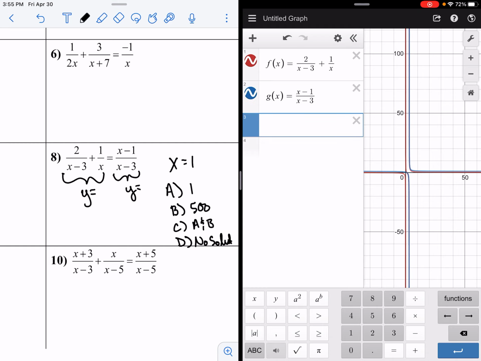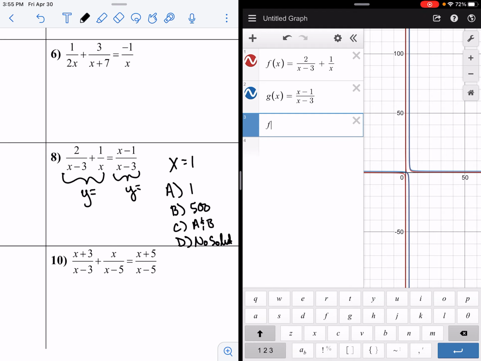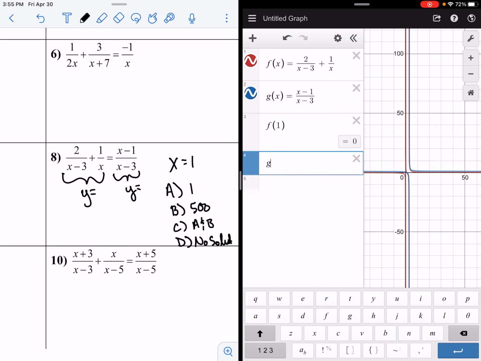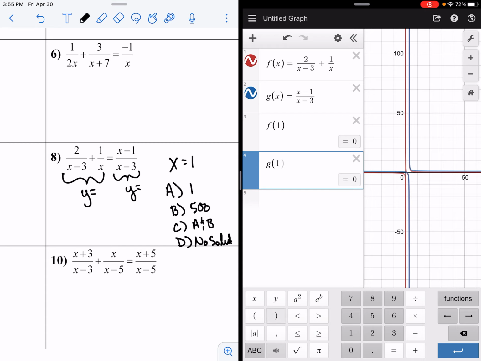And then you just evaluate it at your answer choices. So you could say f of 1, that's going to give me a value. I could then say g of 1 is going to give me a value. These two numbers are the same, so it's good. I then try my next answer choice, 500. How they come up with 500, I don't know. I don't care. The only thing I'm doing is verifying if the answer is right or wrong.